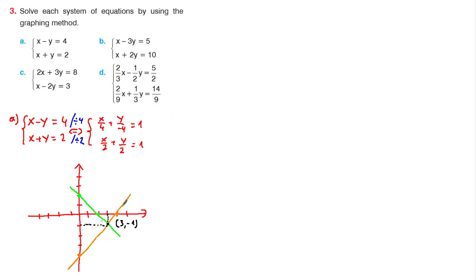Under B, we have a system of equations: x minus 3y is equal to 5 and x plus 2y is equal to 10. We can use exactly the same method again, so xy intercept form. If we divide here by 5 and here by 10, we can clearly see that we will end up using some fractions, but I don't think it will be a problem. We can estimate a bit.